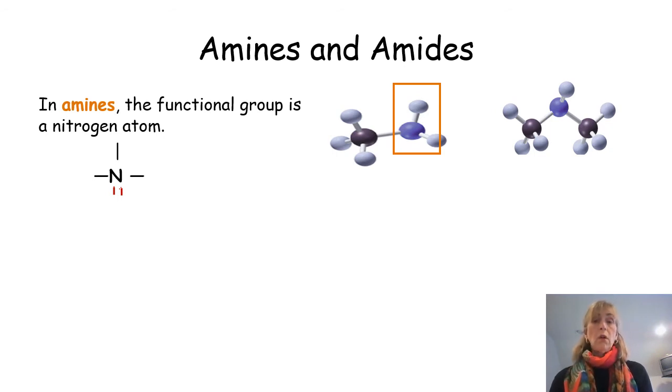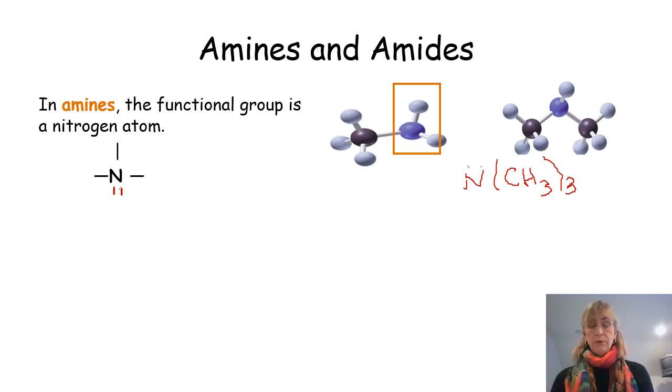Amines, it turns out, can also have three carbon atoms attached to them. So let's see if I can draw one with my crappy drawing here. Let's say we could have a nitrogen and three methyl groups. So three carbons attached to it: one, two, three. And it would have its lone pair there. Alrighty, so that's an amine, right?